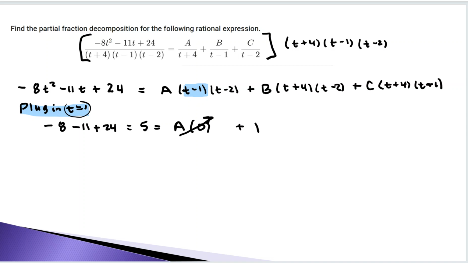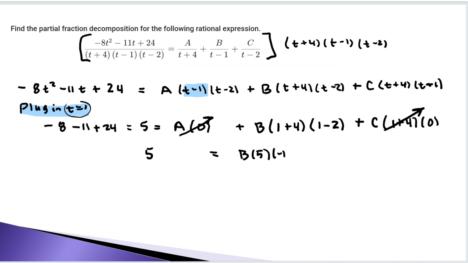On the b term, I'm plugging in t equals 1. That gives me 1 plus 4, and 1 minus 2. And then the c gives me 1 plus 4 times 0, and that one goes away too. So look what I've got here. 5 equals b times 5 times negative 1. So b equals negative 1. I'm just going to write that up there so I don't lose it. Pretty cool, huh? All right, let's continue on.